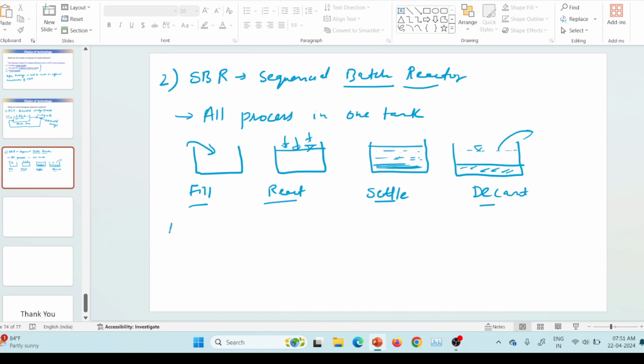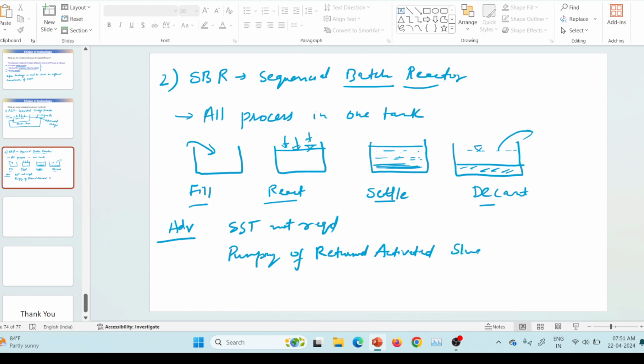So the advantages are that the SST is not required, and pumping of returned activated sludge is not required. These are the advantages.